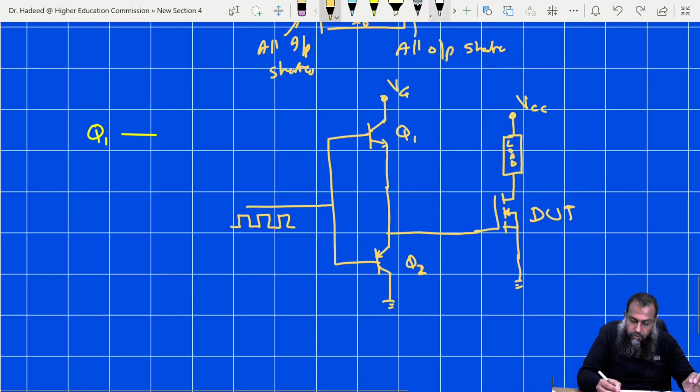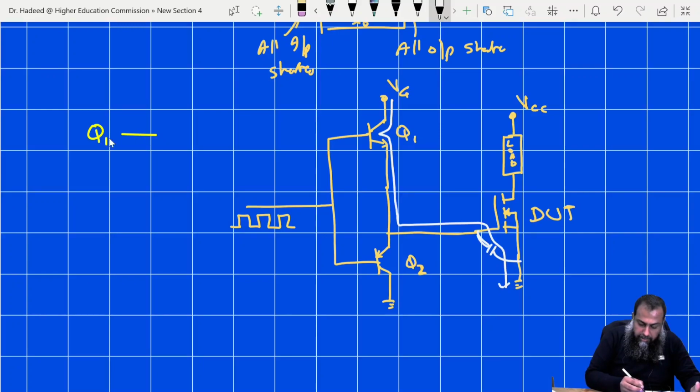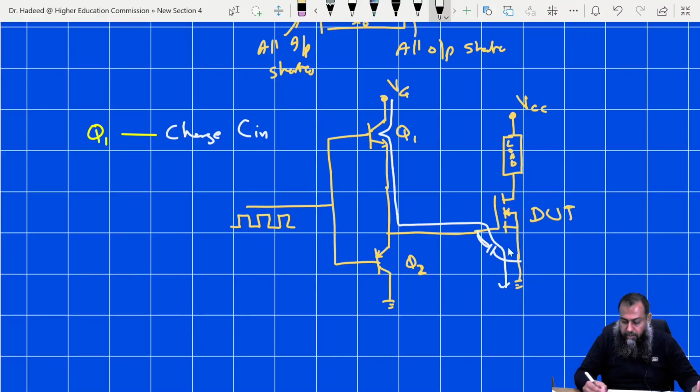Okay. So whenever we turn on the switch Q1, then we have a flow of current in this direction, and this will ultimately charge this capacitor at a required rate. So by turning on the switch Q1, if the input is high, this will be turned on, and it will charge the C input, and consequently it will turn on this device under test.